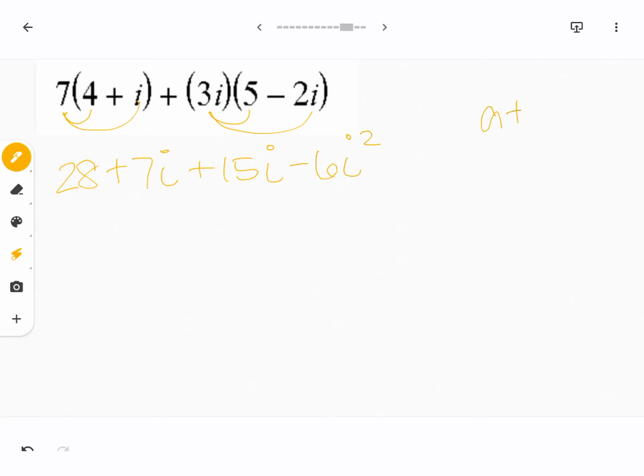Again, my end goal is to have it in the form a plus bi. So I need to put together my like terms as well as get rid of any i that's raised to a power greater than 1. So this negative 6i squared needs to be negative 6 times negative 1, which is the same as just adding 6. Okay, and then I can look at my like terms. I have 28 plus 6 is going to be 34. And 7 plus 15 gives me plus 22i.